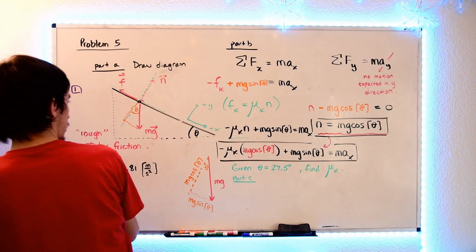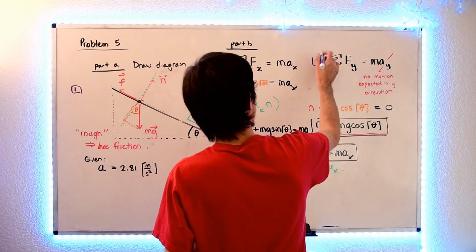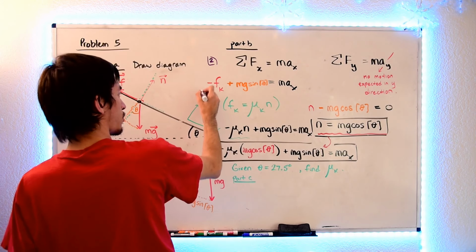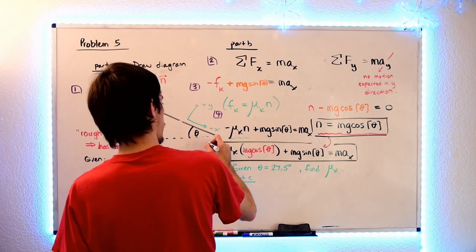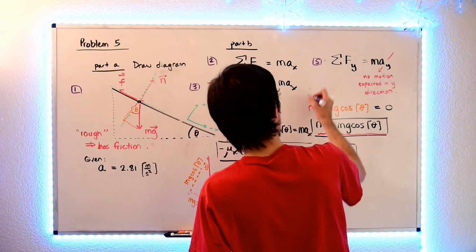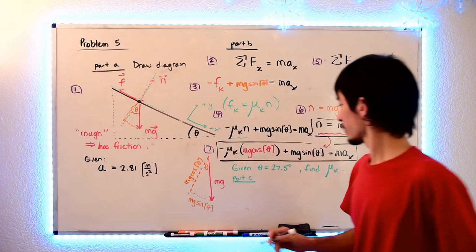Diagram 1, 2, 3. Actually, let me do that. 2, 3, 4, and then 5, 6, and then 7. Okay.